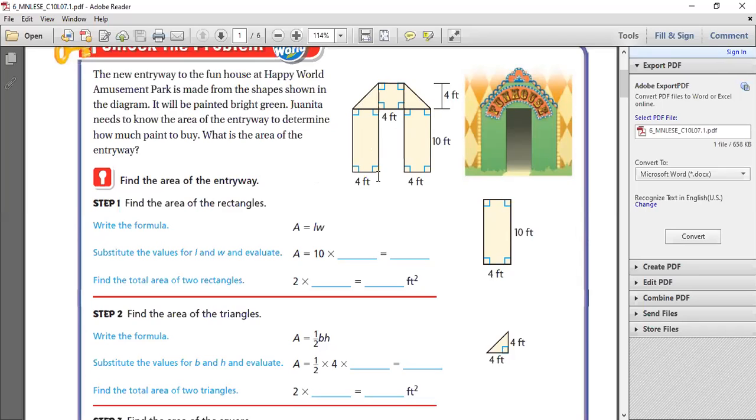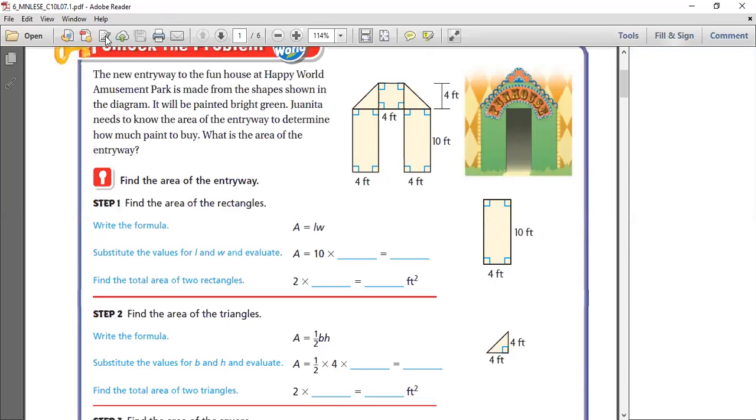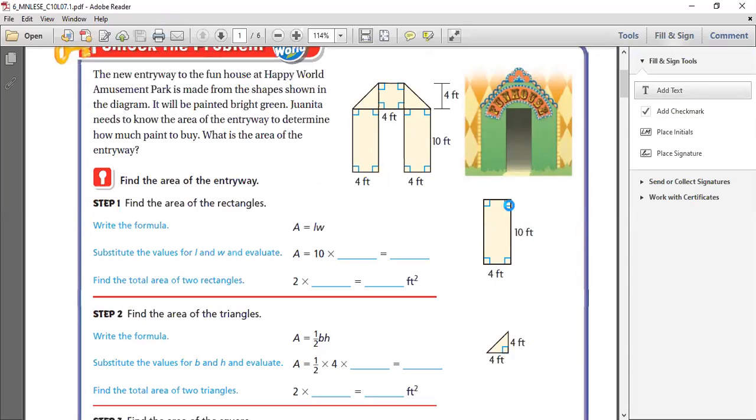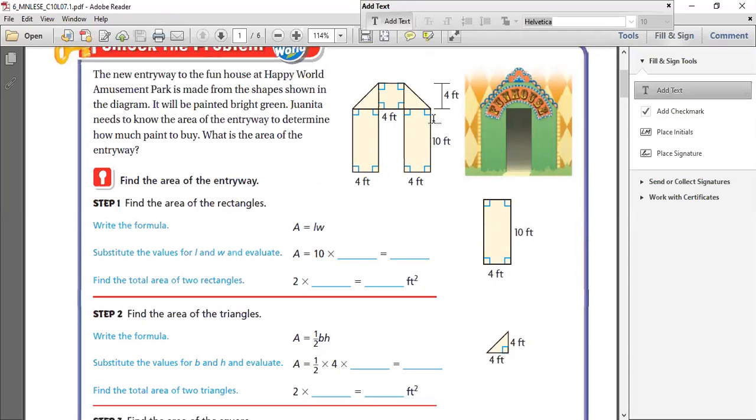Okay, so first, to find the area of the whole figure, we need to find the area of each of these figures one by one. So first, let's find the area of the rectangle. So the area of a rectangle, as we know, is length multiplied by the width. So the length of the rectangle is 10. As you can see here, it's 10, and the width is 4.